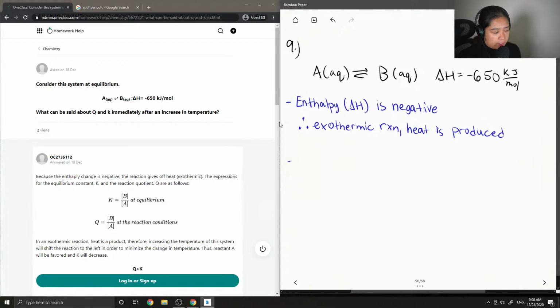Okay, so I'll also define what Q and K kind of represent. So K is the concentration of B over the concentration of A at equilibrium. And Q similarly is also the concentration of B over the concentration of A, but this is at reaction conditions.